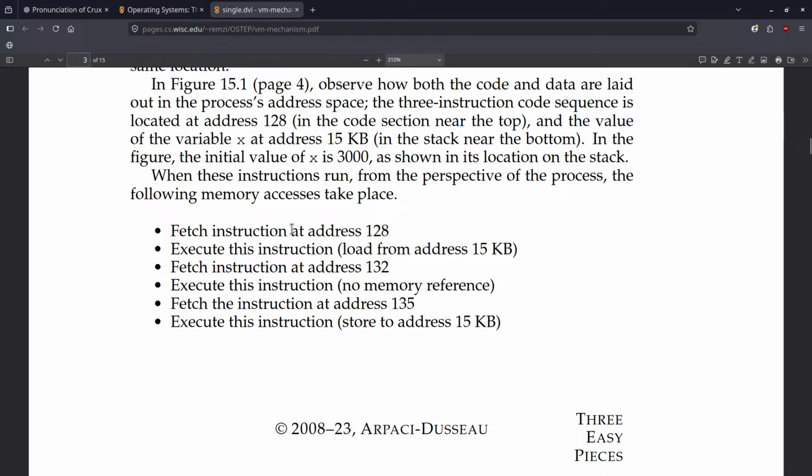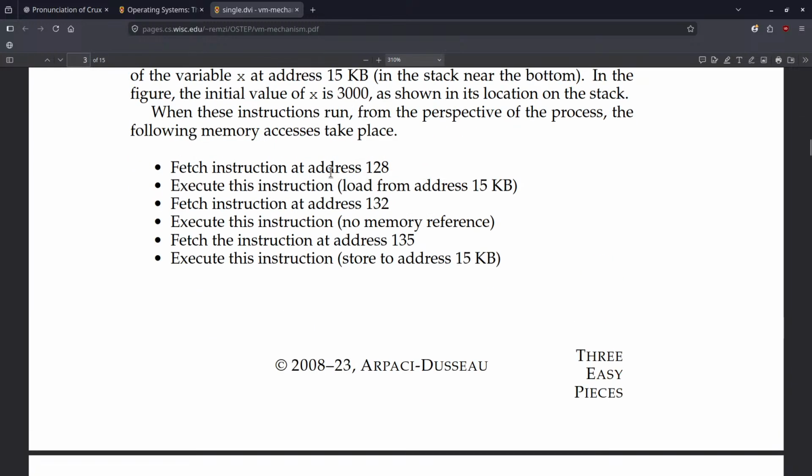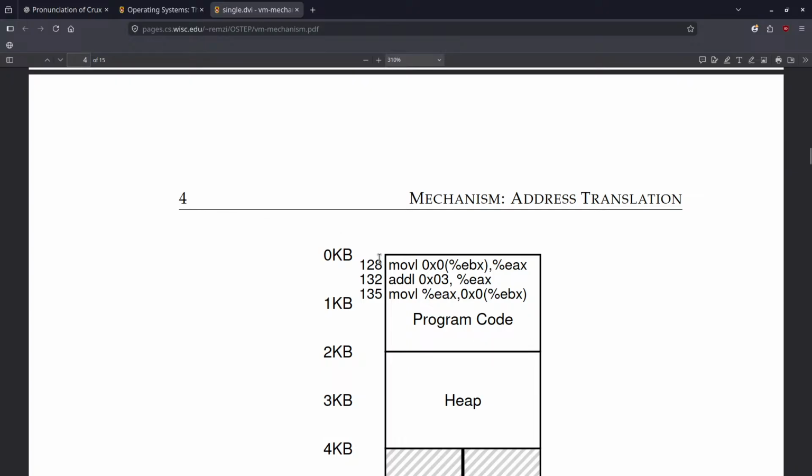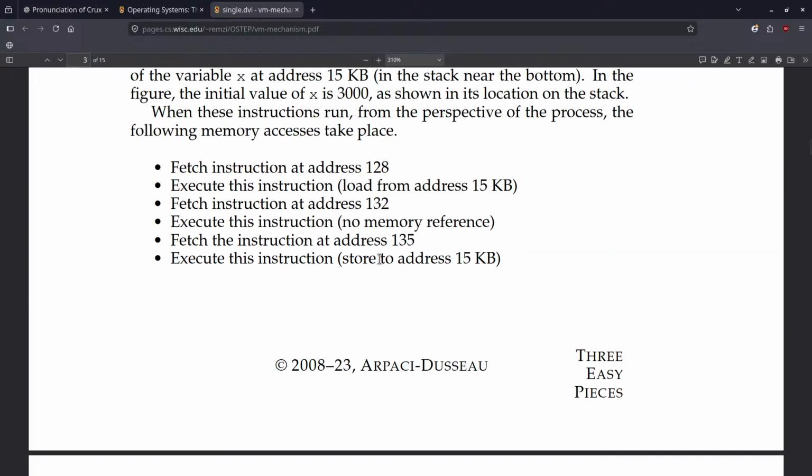In figure 15, okay, fetch instruction, execute this instruction, fetch then the instruction, execute this instruction. Okay.